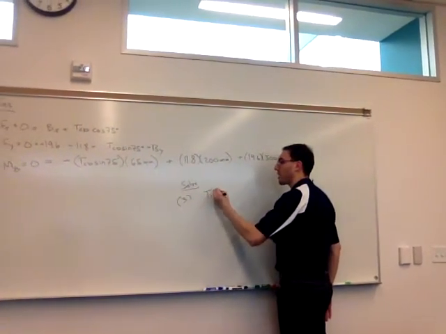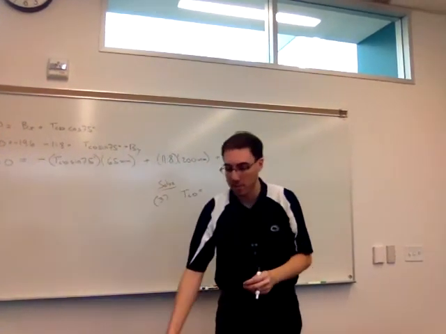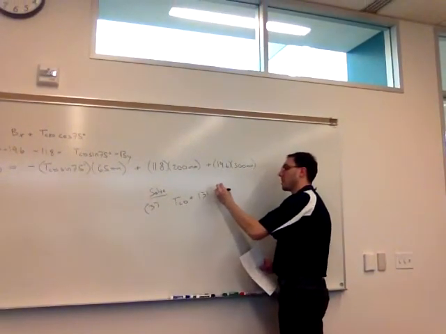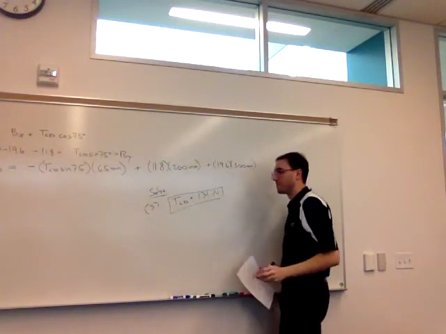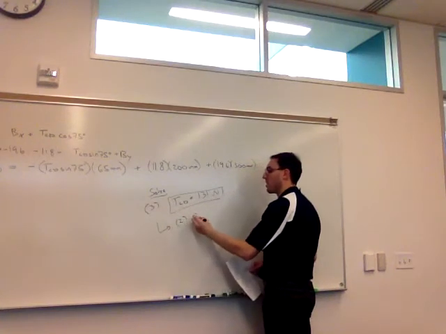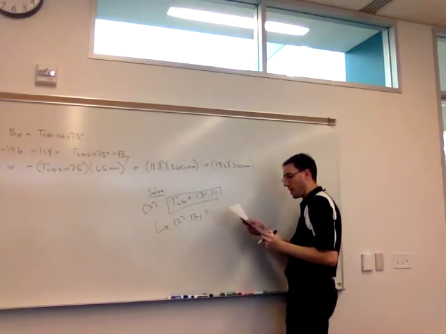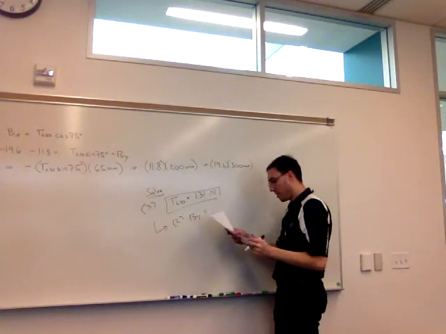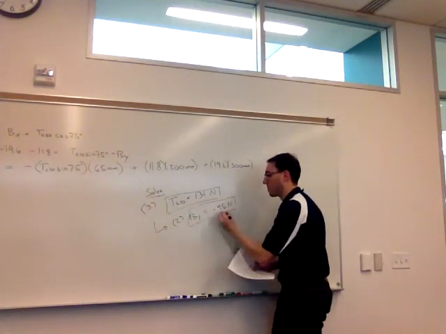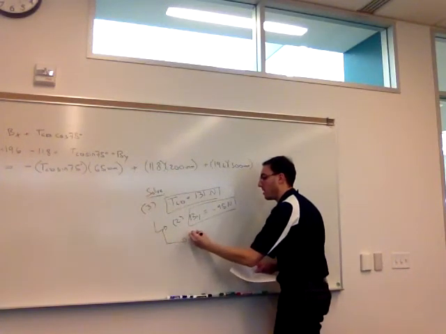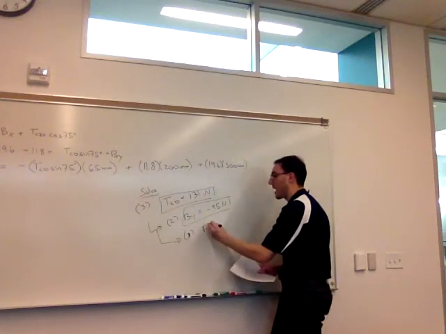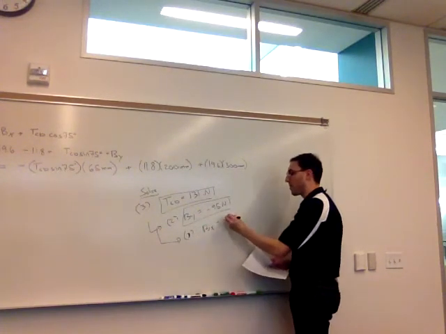So solving equation 3, we'll get that the tension in the muscle, in the bicep, is 131 newtons. If we put that into equation 2, we get that By, the vertical component of that pin, is negative 95. And if we put TCD into equation 1, we'll get that Bx is negative 34 newtons.